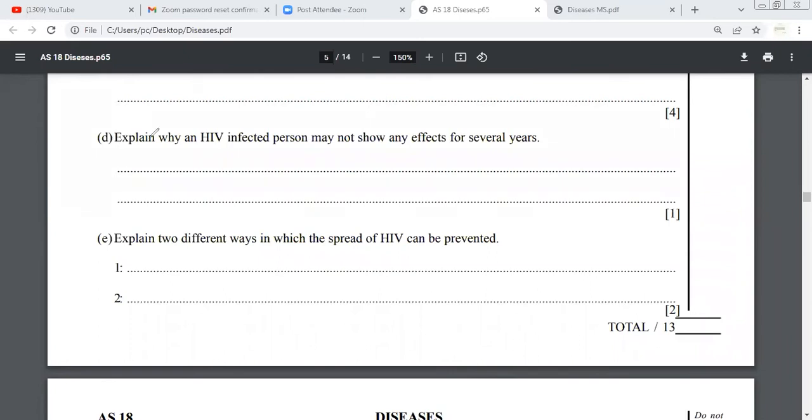Now explain why an HIV infected person may not show any effect for several years.